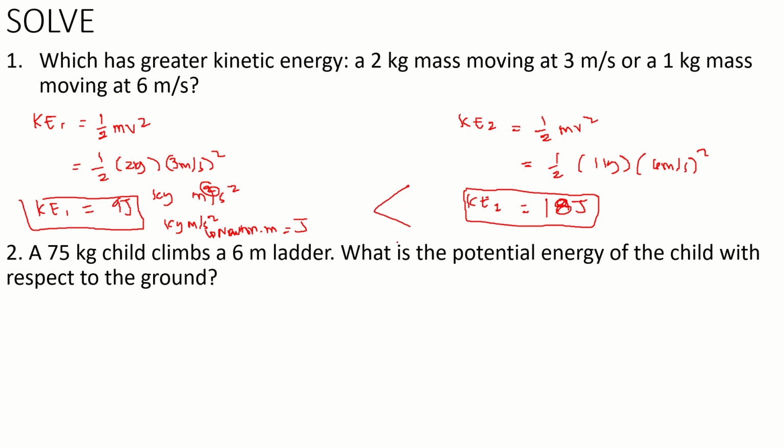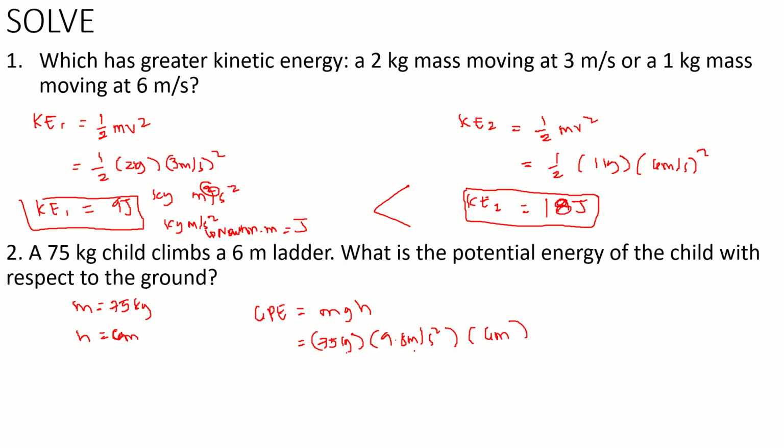Next, a 75-kilogram child climbs a 6-meter ladder. What is the potential energy of the child with respect to the ground, assuming that this is on the earth? Because that's the common gravity that we know. Mass is 75 kilograms. The height is 6 meters. So you have GPE is equal to mgh. You have 75 kilograms times the gravity, 9.8 meters per second squared, and then the height is 6 meters.